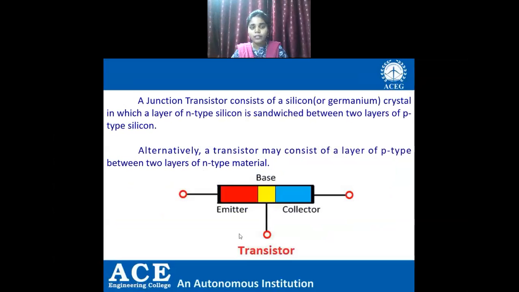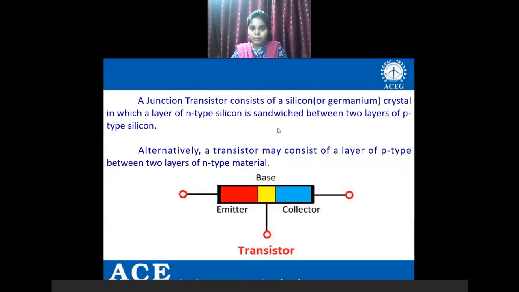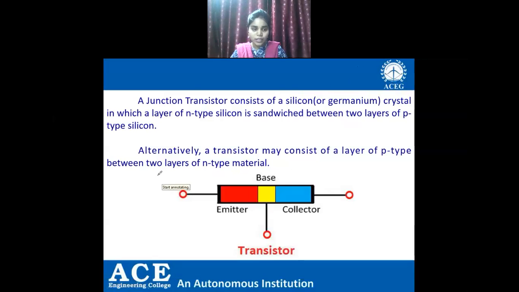Here we can say that a junction transistor consists of a silicon or germanium crystal in which a layer of n-type silicon is sandwiched between two layers of p-type silicon. Alternatively, a transistor may consist of a layer of p-type between two layers of n-type material. What do we understand by this definition? Let us see.